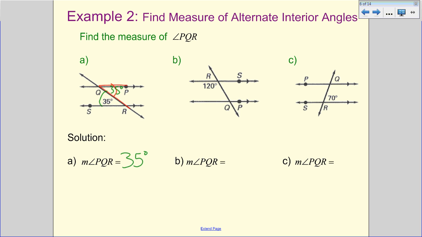So you're going to go through and find angle PQR right here, and you're going to find angle PQR right here. So this is still part of the example, sorry guys. So if this is 120 here, that means the opposite alternate interior angle, PQR, is also 120 degrees. And then here we have 70, opposite side, up above. 70 degrees.